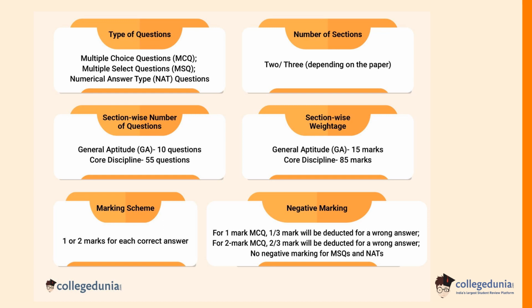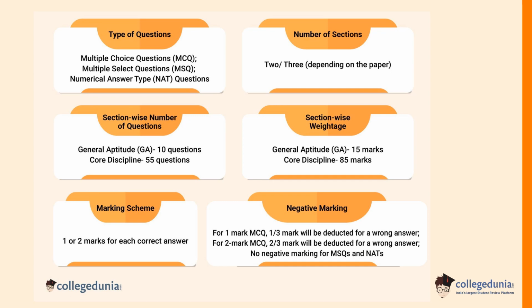For every correct answer, you will get 1 or 2 marks. There is no negative marking in NAT and MSQ questions. However, each incorrect answer to an MCQ will lead to a deduction in marks. For 1 mark MCQs, 1/3 marks will be deducted for a wrong answer. For 2 mark MCQs, 2/3 mark will be deducted for a wrong answer.